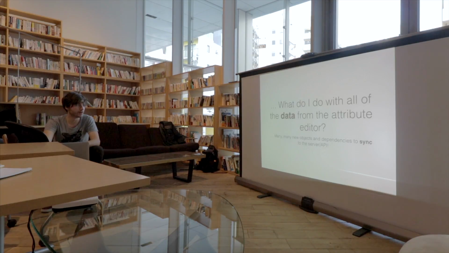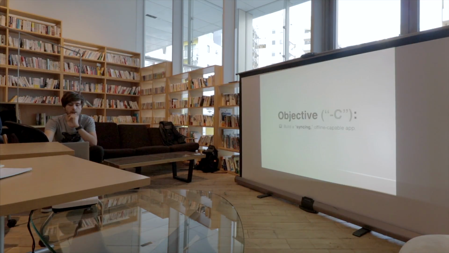So, all right. What do I do with all the data coming from this attribute editor? As I mentioned, this is editing JSON, and it's creating objects in Core Data on the local device, and submitting these to the server isn't straightforward for a number of reasons. So, the objective is to build a syncing offline capable app.